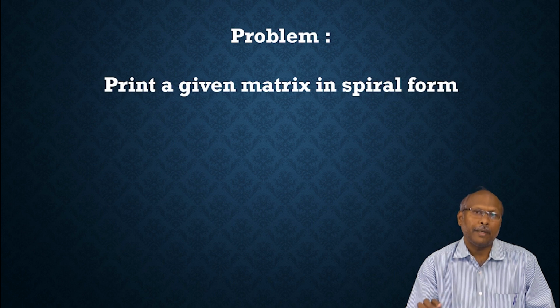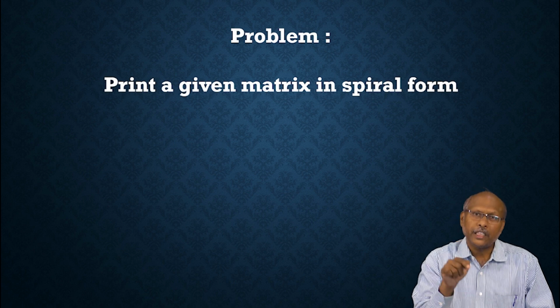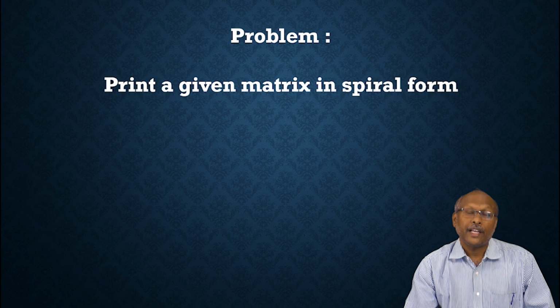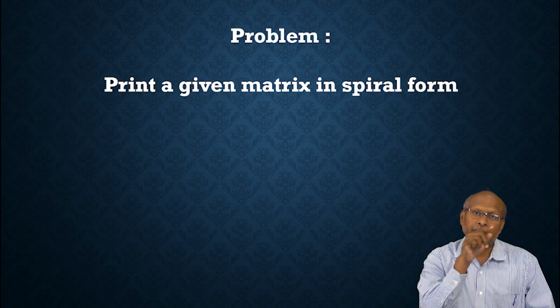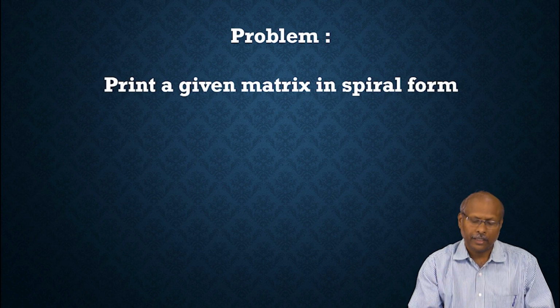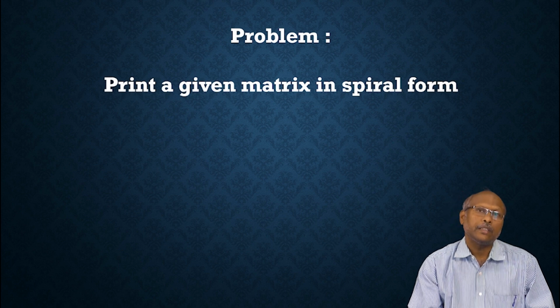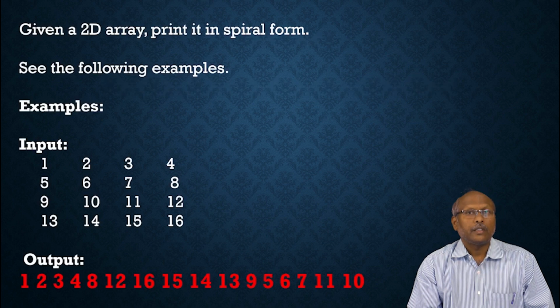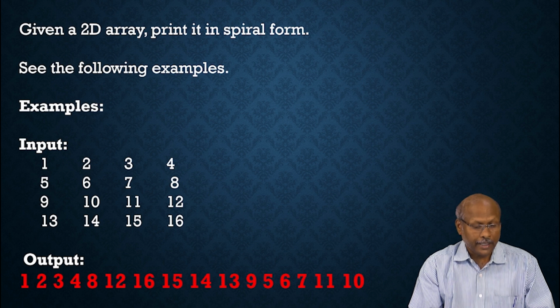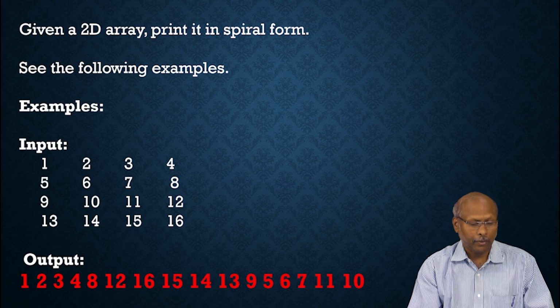That means they will give a matrix. This matrix you have to print in spiral form. So earlier you print the matrix in simply number of rows and columns format. Now you print in spiral form. Instead of printing one by one in row by row, you have to print in a spiral form. This is the given question. The question given is given a two-dimensional array and print it in the spiral form.